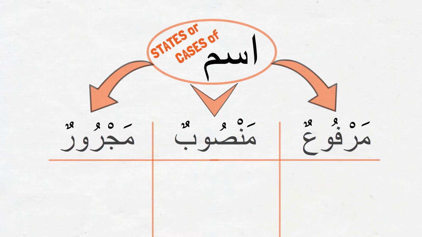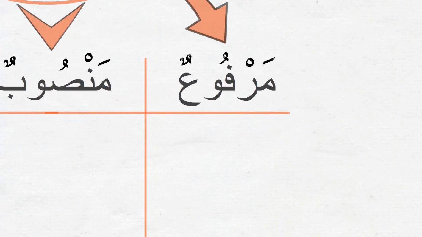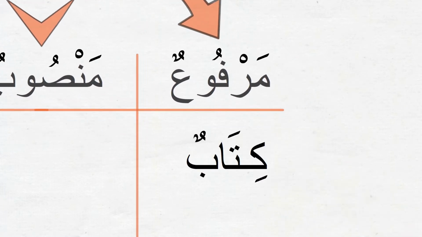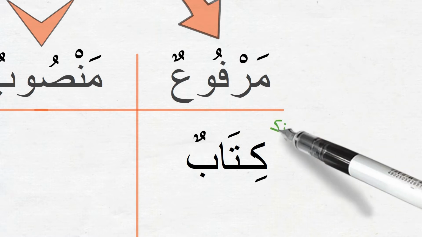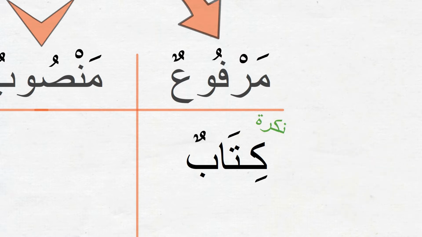The good news is that we are already familiar with one of these 3 states, which is the marfu' state. Let me give you an example. كتاب, a book. It is nakira, an indefinite ism. This ism is currently in its marfu' state. This marfu' state is considered to be the normal or default state of ism. Unless something impacts this ism, it remains in its marfu' state.